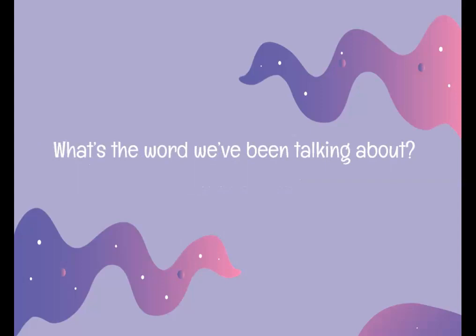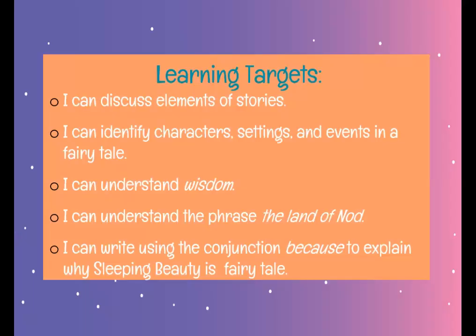What's the word we've been talking about? Wisdom. Let's see our learning targets. I can discuss elements of stories. I can identify characters, settings, and events in a fairy tale. I can understand the word wisdom. I can understand the phrase the land of Nod. I can write using the conjunction because to explain why Sleeping Beauty is a fairy tale.